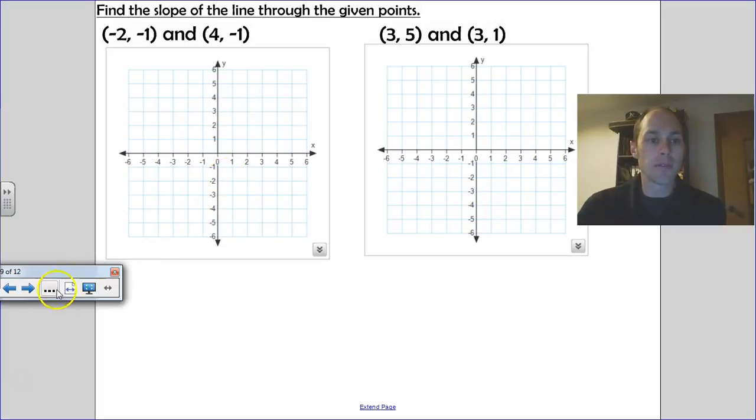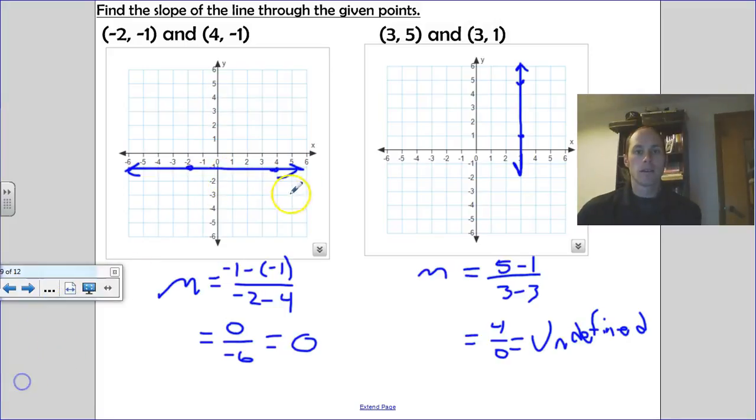Find the slope of these two lines, please. Pause the video and see what you get. Okay, so hopefully you noticed in the first set of points, the line through those two was a flat line, it didn't rise any. So rise of 0, and it ran 6. And if I subtracted those points, I got the same thing. 0 divided by 6, or -6, gives me 0. And so this would be a slope of 0, or no slope. Okay, I may have said that wrong earlier. So 0 slope we could refer to as no slope.